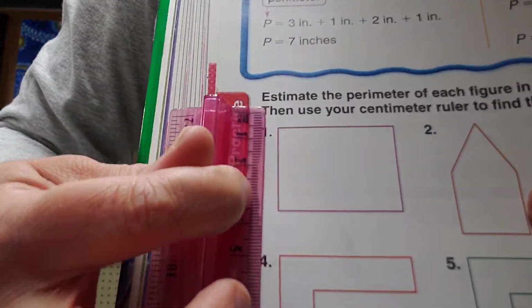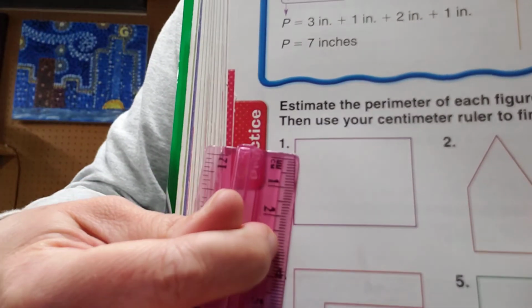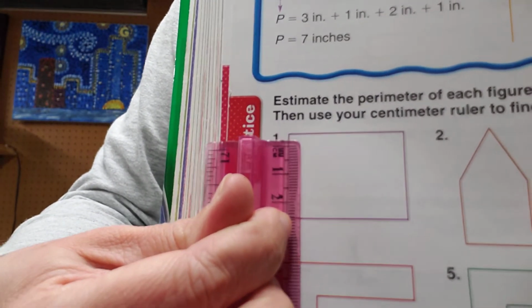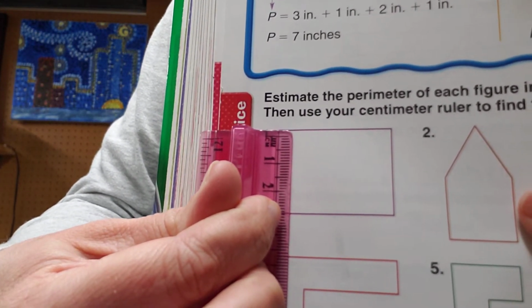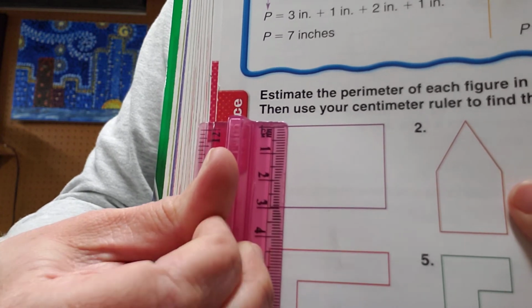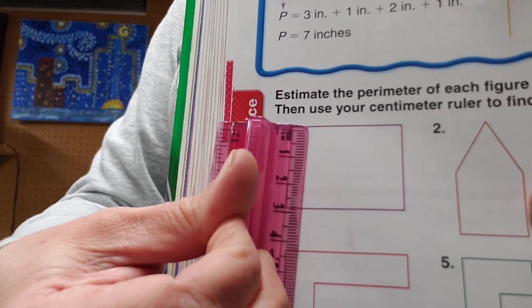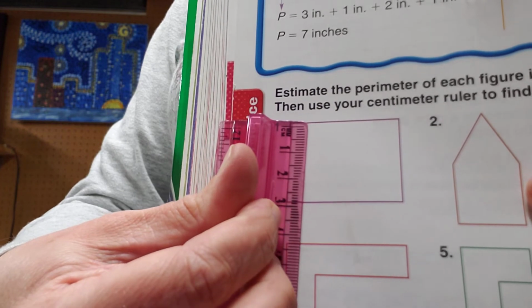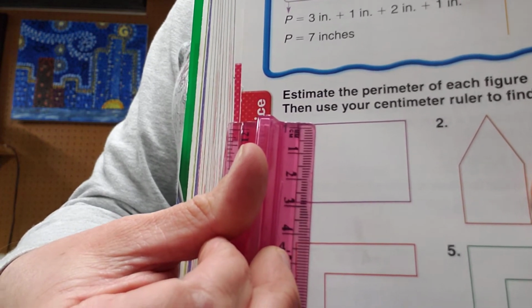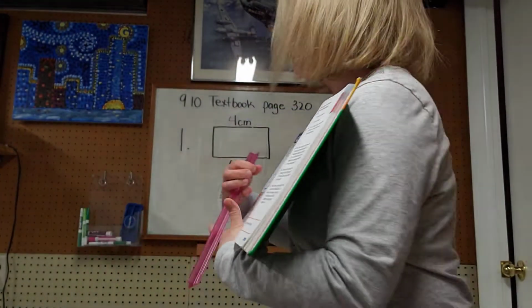Okay, again, don't use the top of the ruler. Use the top of that line. And then if you go down, you'll see it's about at 3. So the side is about 3 centimeters.